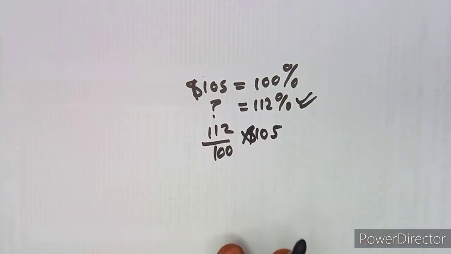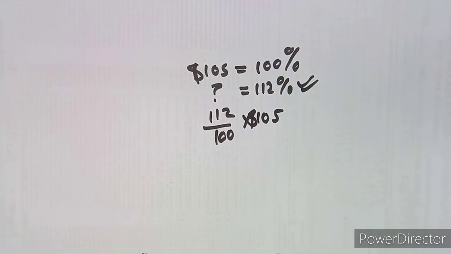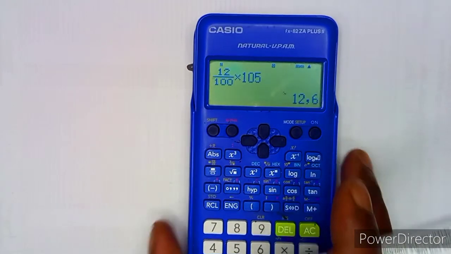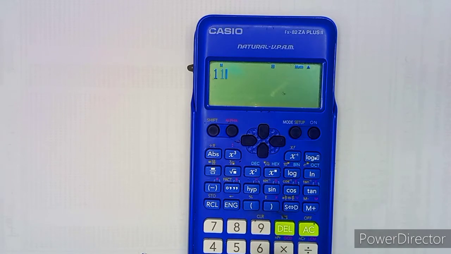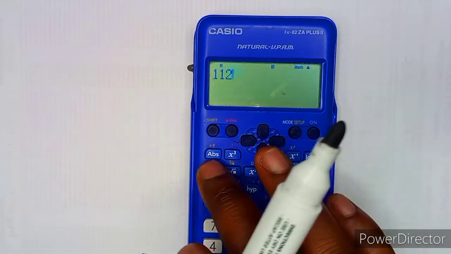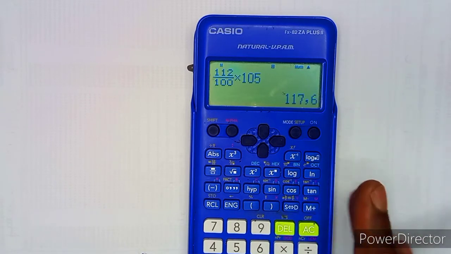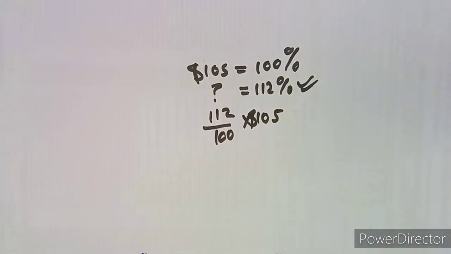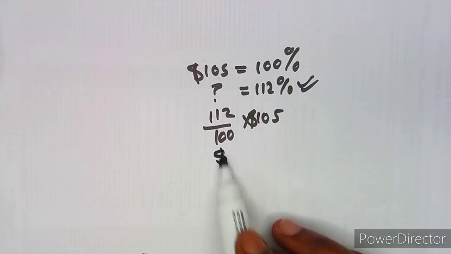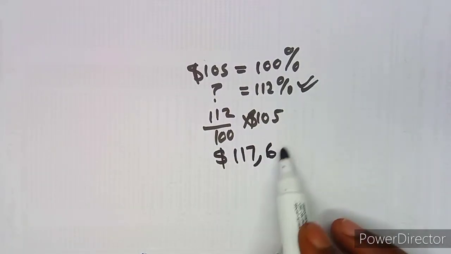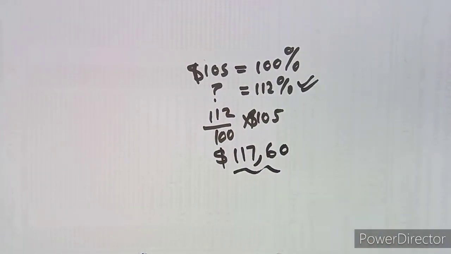In this case, we are actually finding the exact amount after the increase. So it's 112 over 100 multiplied by 105. If you multiply by 105 like this, you are going to obtain the exact amount that we obtained, which is 117.6. So this is going to be $117.60, like that. That is the amount.